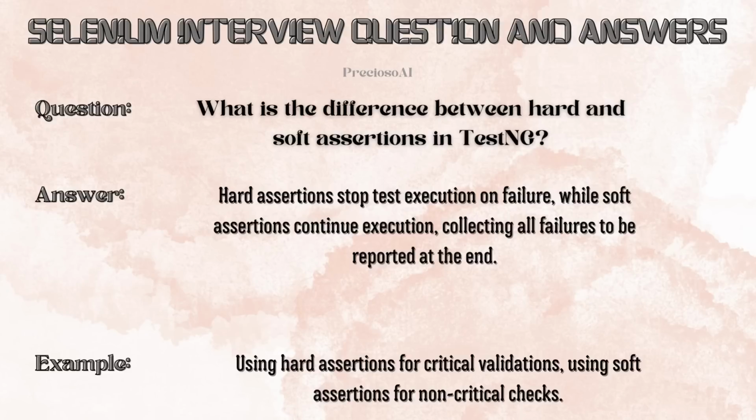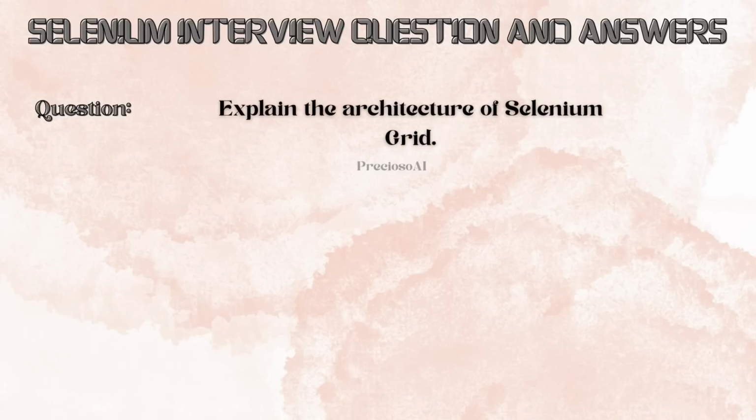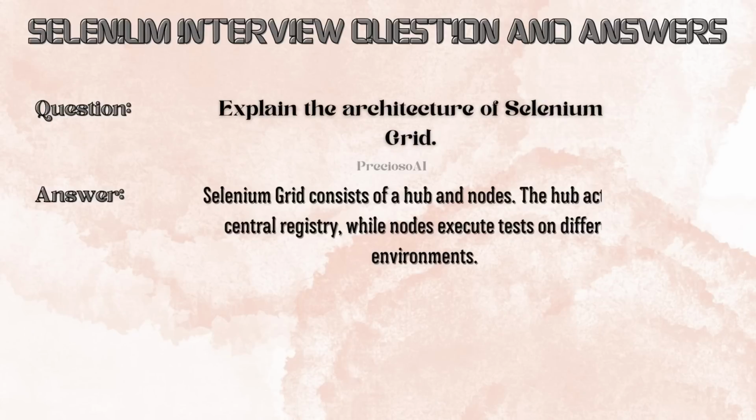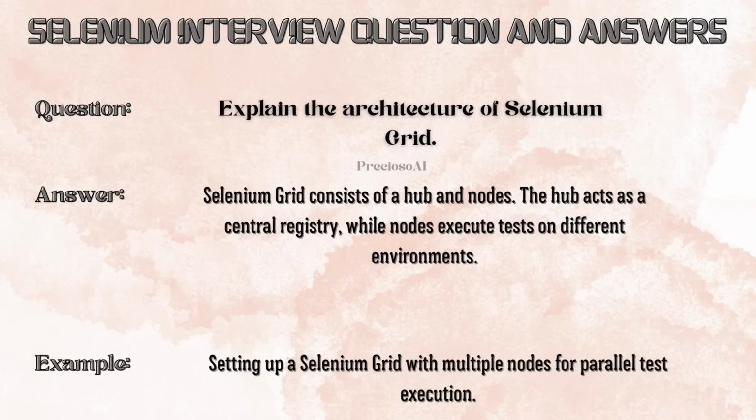For example, using hard assertions for critical validations, using soft assertions for non-critical checks. Next question: explain the architecture of Selenium Grid. And the answer is Selenium Grid consists of a hub and nodes. The hub acts as a central registry, while nodes execute tests on different environments. For example, setting up a Selenium Grid with multiple nodes for parallel test execution.